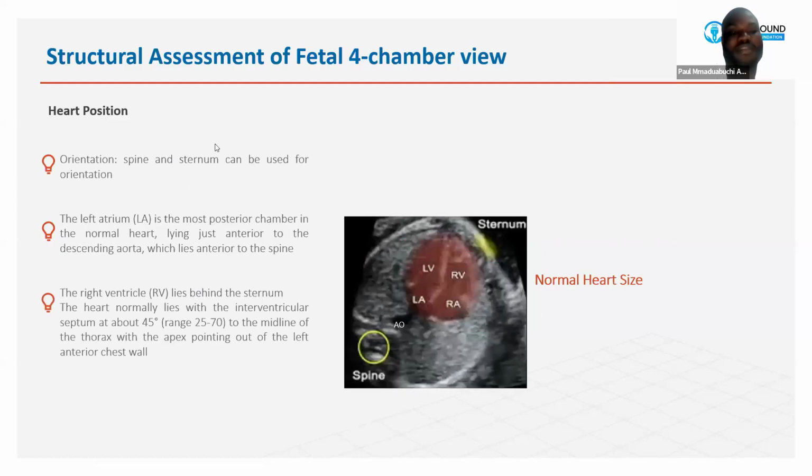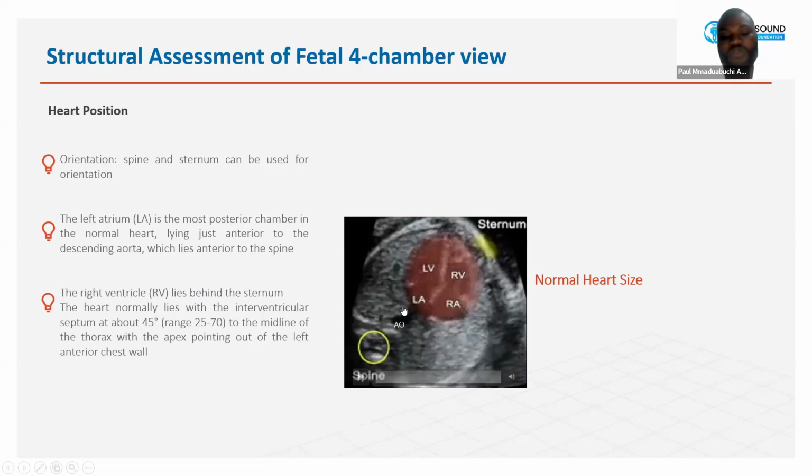So the next is the heart position. In checking the heart position, you use the spine and the sternum as the orientation to decide if the heart is well positioned. You can have different positions of the heart. You can have it on the right or on the left. You can have the apex on the left or on the right. You can have it in different formats. So what you should use for your orientation is the spine and the sternum.